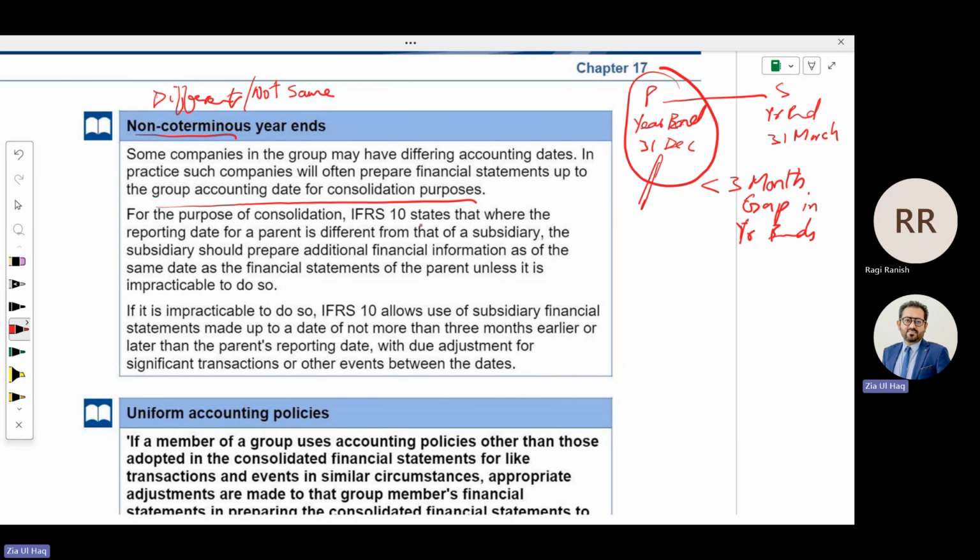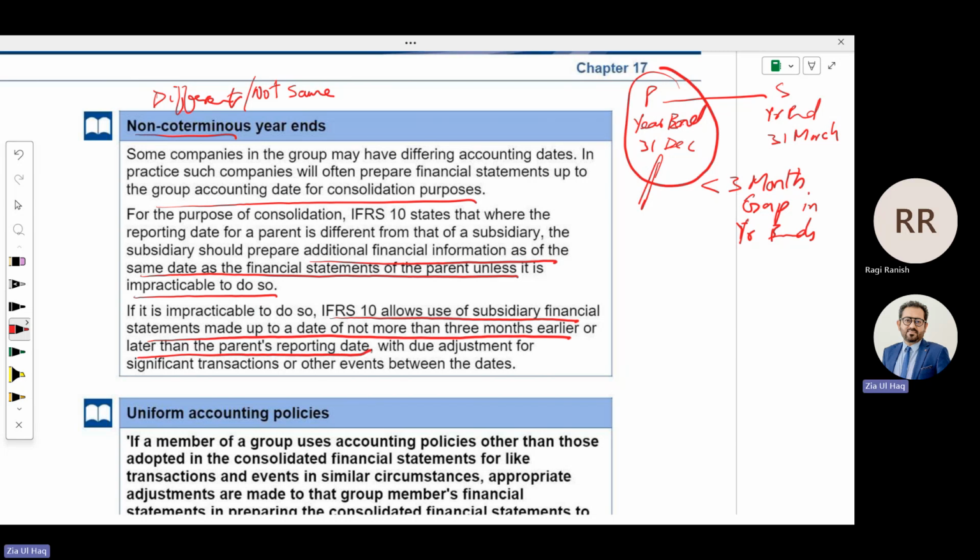For the purpose of consolidation, IFRS 10 states that where the reporting date for a parent is different from that of a subsidiary, the subsidiary should prepare additional financial information as of the same date as the financial statements of the parent, unless it is impracticable to do so. Meaning for the extra months, you need to prepare extra accounts. If it is impracticable to do so, IFRS 10 allows use of subsidiary financial statements made up to a date of not more than 3 months earlier or later than the parent reporting date.